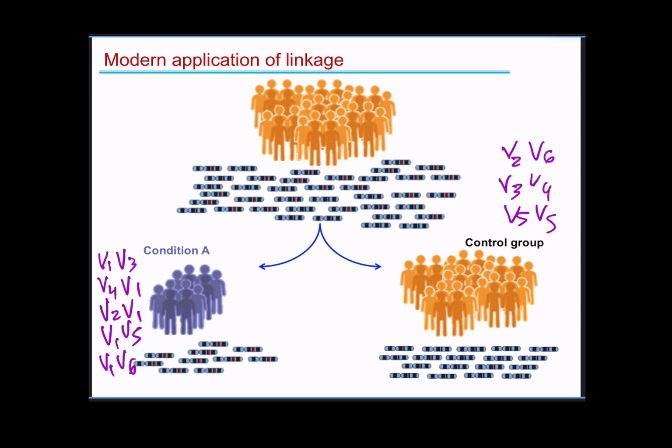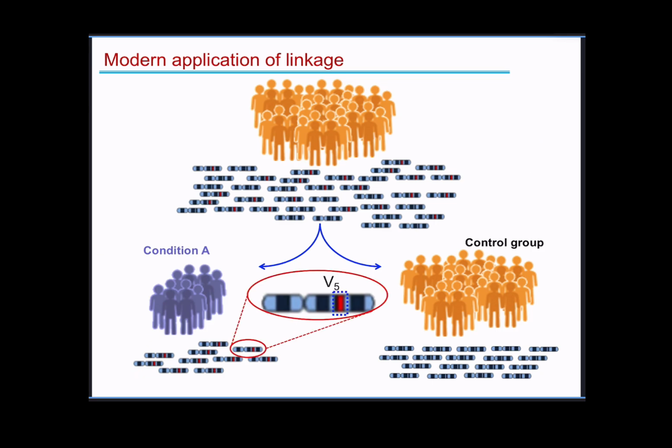All right, guys, I want to be respectful of your time. So, this was just saying that if V1 happens to be linked to the condition, now you can home in on V1 and look in the vicinity, the near vicinity, to see what gene might be responsible for it.